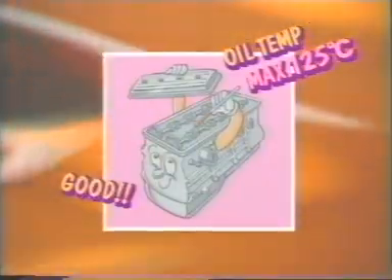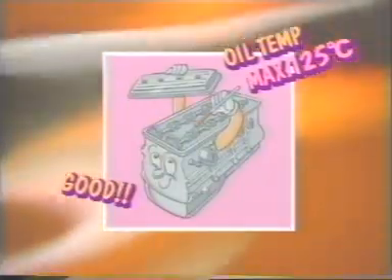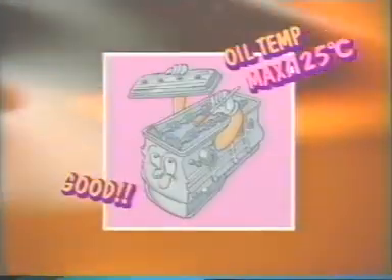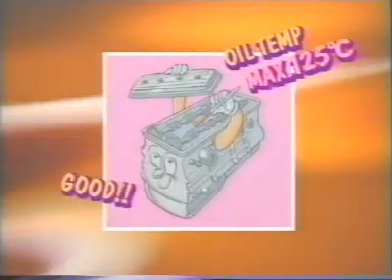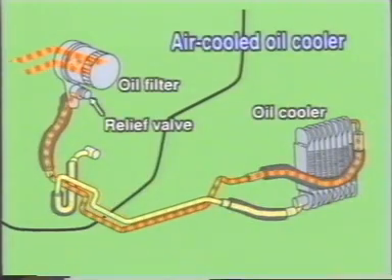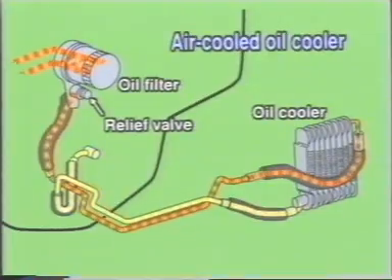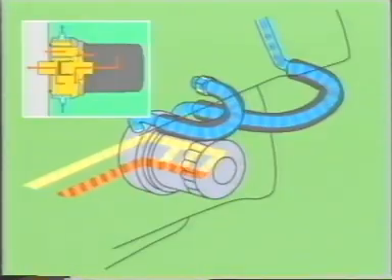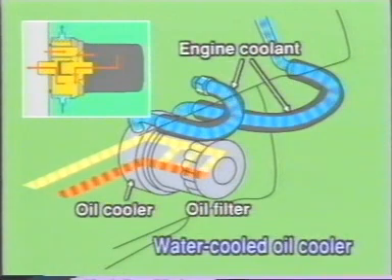Engine oil deteriorates faster at higher temperatures. The oil temperature should therefore be maintained below about 125 degrees Celsius. Since the oil tends to become hot, the engine is equipped with an oil cooler like this to lower the oil temperature.